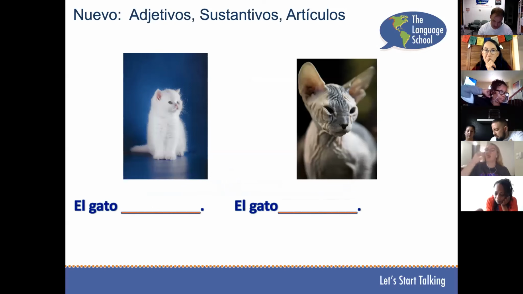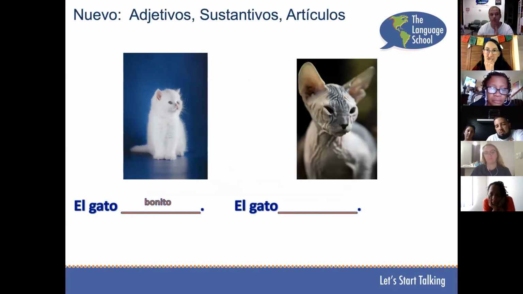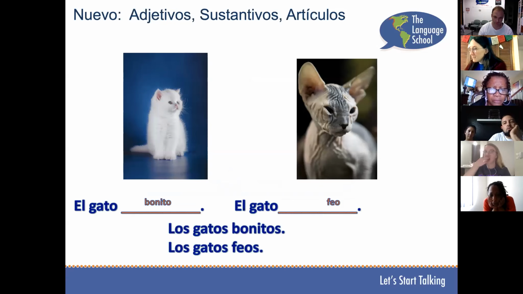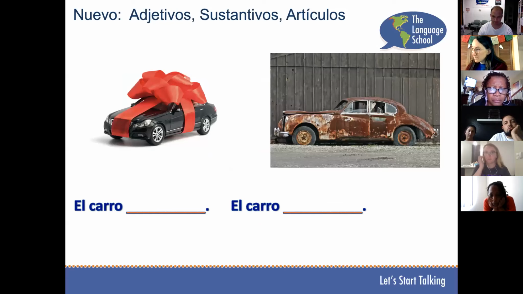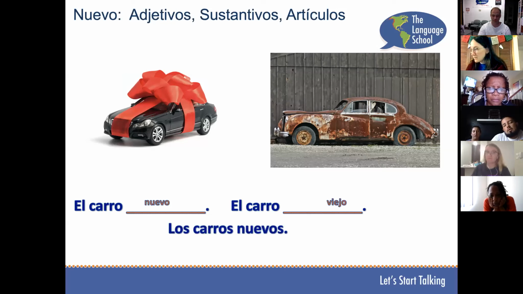All right, let's go, Orlando. El gato. Oh, okay. El gato bonito. El gato feo. Los gatos bonitos. Los gatos feos. Muy bien. El carro nuevo. Bien. El carro viejo. Los carros nuevos. Los carros viejos. Nice job, Andrea.